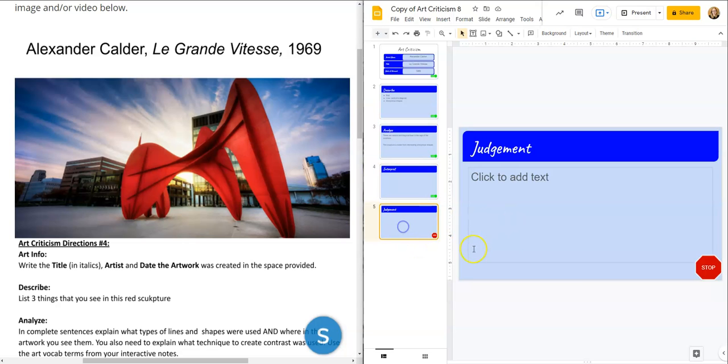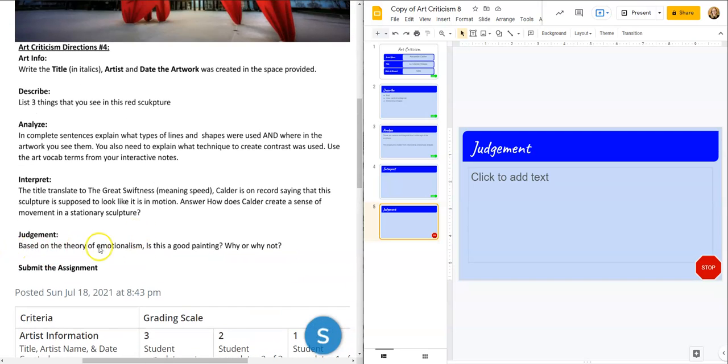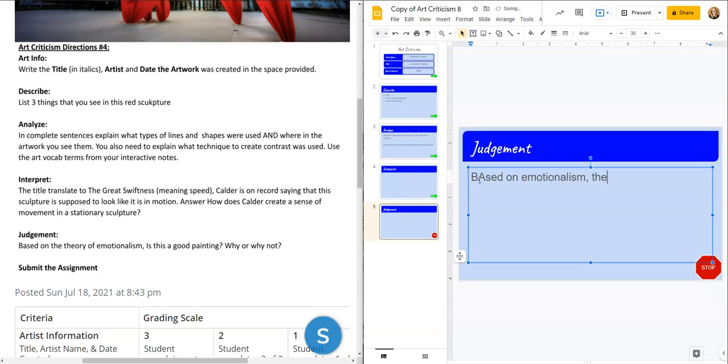All right, welcome back. We're going to do the last slide together. That is the judgment section. If you look here, based on the theory of emotionalism. So this one you do not get to pick the other ones. You're going to say based on emotionalism. So to start, based on emotionalism, this is a, and here you're going to say good or bad painting because, and then you have to tell me, is it good or is it not? Emotionalism is, does it make you feel an emotion? So if it made you feel something, then yeah, it's a good painting.